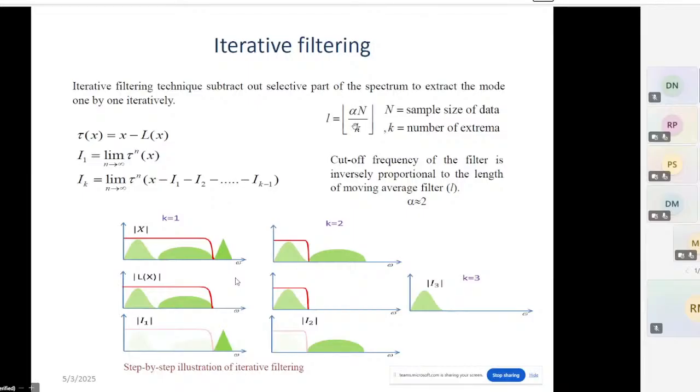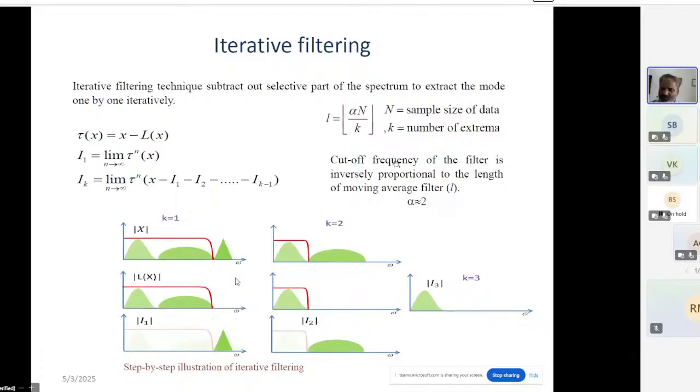Now if you have a high frequency component, then the number of extrema K will be high, so the filter length L will be less. As a result, the cutoff frequency, which is proportional to 1 upon L, will be higher. For lower frequency, K will be less, so L will be high, and the cutoff frequency will be low. So automatically, for low frequency and high frequency, the cutoff frequency is adaptively chosen by this method.